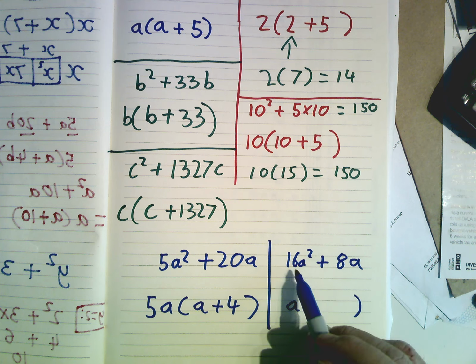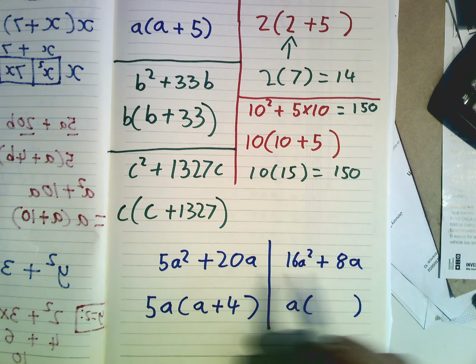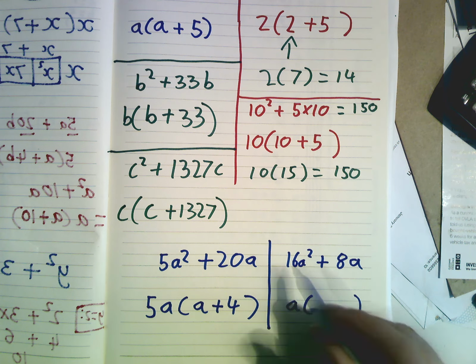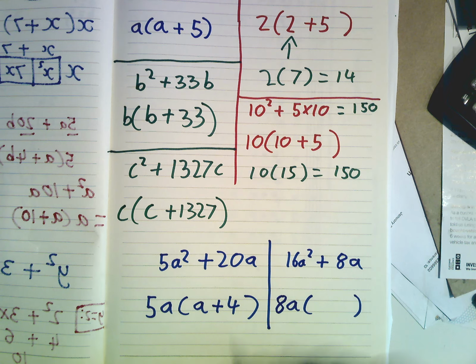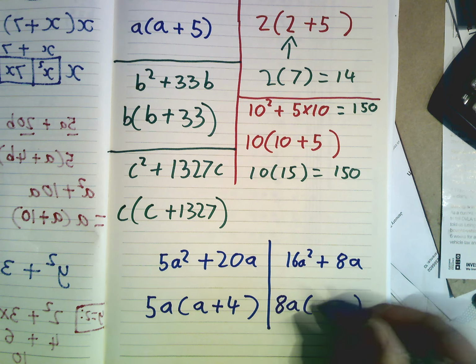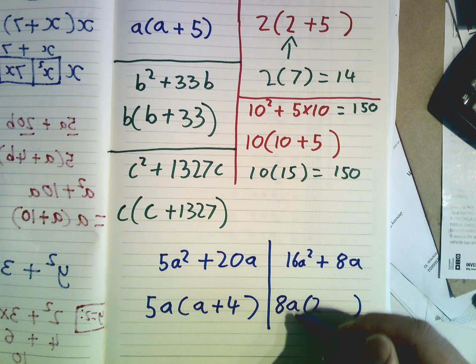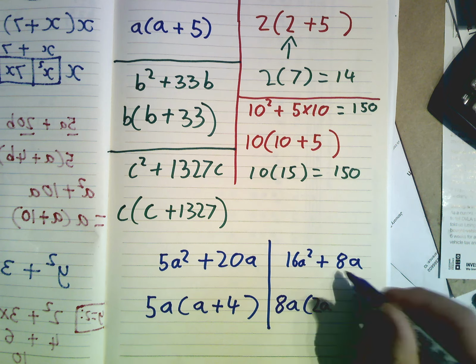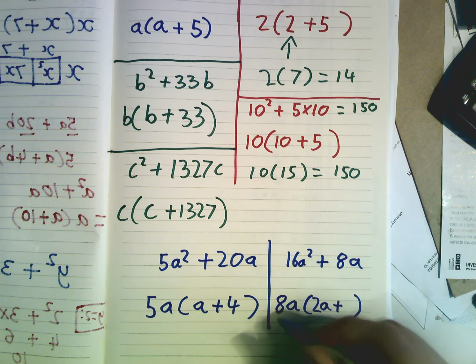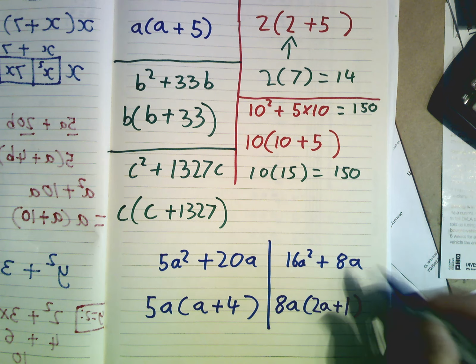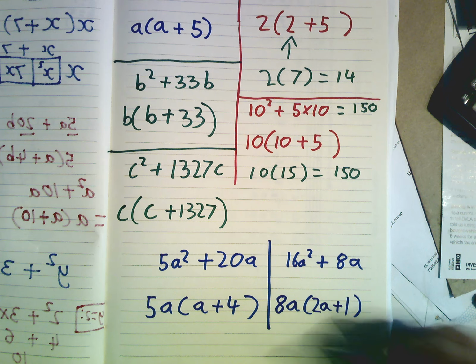Now, there's a few common factors. 2, I can divide both by 2, I can divide both by 4, but in fact, 8 would be the largest factor. 16 divided by 8 is 2. A squared divided by A is A. 8A divided by 8A, well, 8 divided by 8 is 1. A divided by A is 1. And that would be your answer.